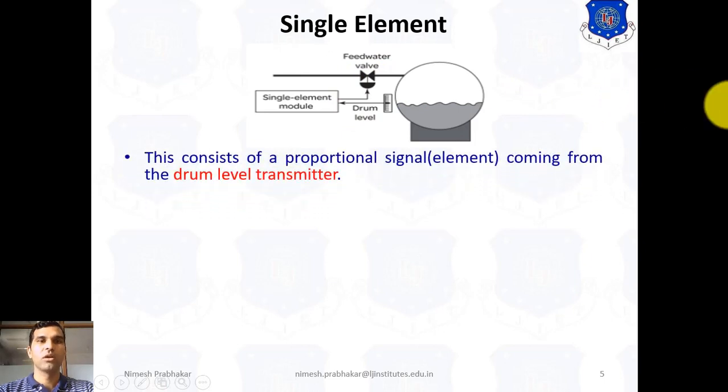Now we understand more. This consists of a proportional single element coming from the drum level transmitter.